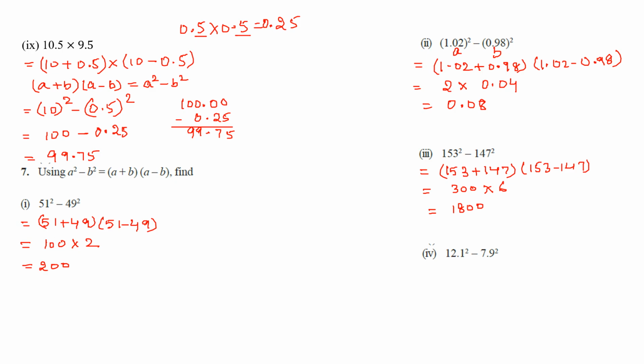Next, 12.1 square minus 7.9 square. So again it is in the form of a square minus b square. So a plus b, 12.1 plus 7.9, and a minus b. If you do a plus b, 12.1 plus 7.9, it is 20.0, which is equal to 20. And 12.1 minus 7.9 is 4.2. And if you multiply, you will get 84. So if you ignore the decimal and multiply, you will get 840. But in 4.2, after decimal, one digit. So we have to place the decimal point here. So 84.0 is 84. Now moving to the next question.